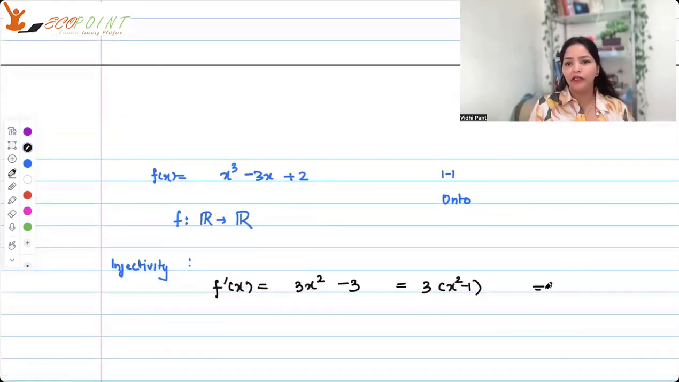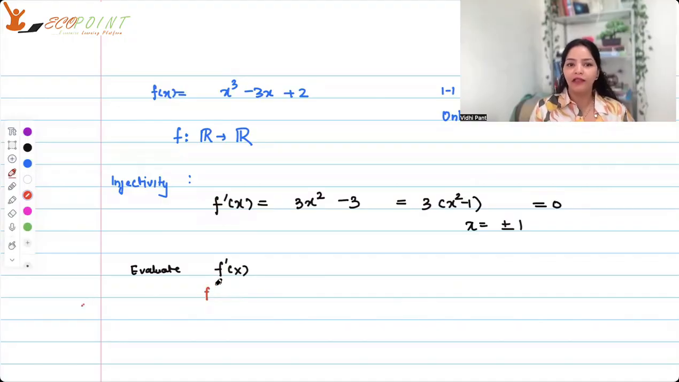If you observe the critical points here, this is equal to 0. That means x is equal to plus minus 1, right? Now let's evaluate f dash x, which is 3 times x square minus 1. This expression will be greater than 0 in case x square is greater than 1. That is, whenever x is either less than minus 1 or greater than 1, then this expression will be positive.